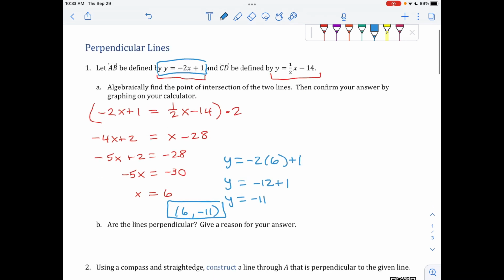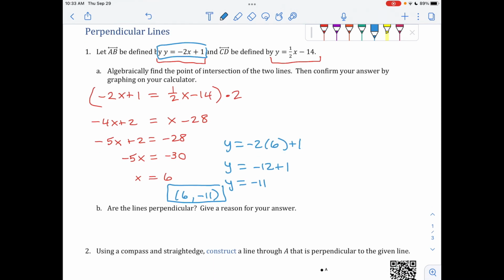All right, then it asks us, are the lines perpendicular, and to give a reason for your answer. So whenever I'm trying to determine if lines are perpendicular on a coordinate grid, I want to compare the slopes. So the first slope was negative 2, and the second slope was 1/2. And so when I compare those, I'm thinking, oh, those are opposite reciprocals. So because they are opposite reciprocal slopes, they must be perpendicular.